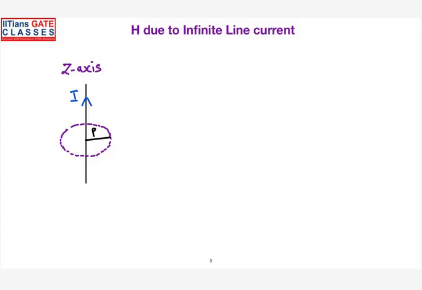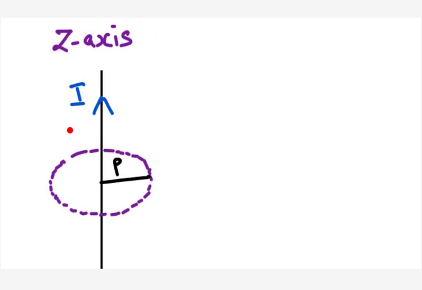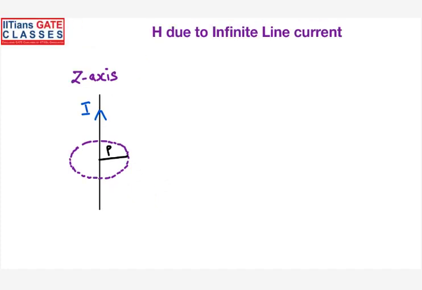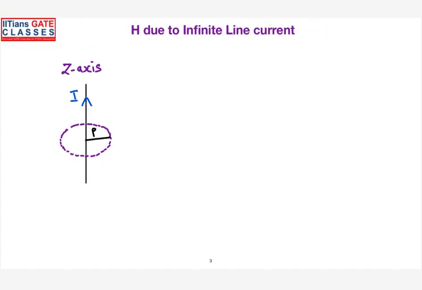First, we'll find the magnetic field intensity due to an infinite line current. You can see here, this is an infinite current element located along the z-axis. Whenever there is a current flowing in this wire, a magnetic field is produced around the wire. In the last class, I told you the direction in which the flux is developed. Did you remember? In which direction will the magnetic flux be developed when the current is flowing in the z direction? Good. The magnetic field is in the phi direction.